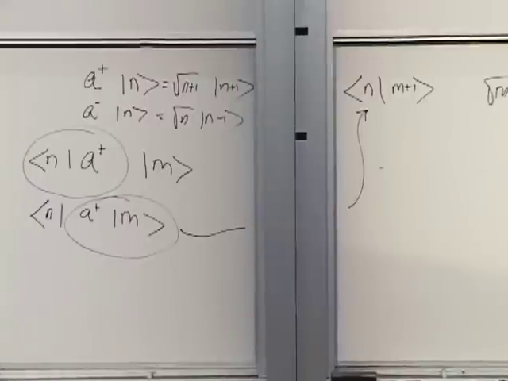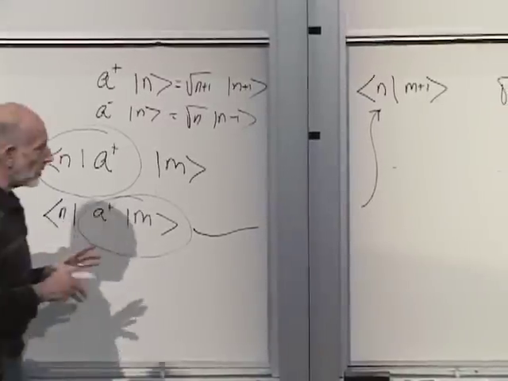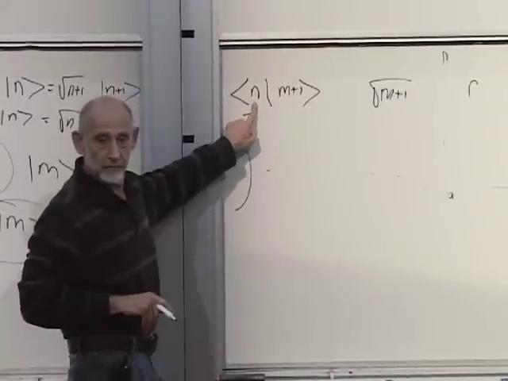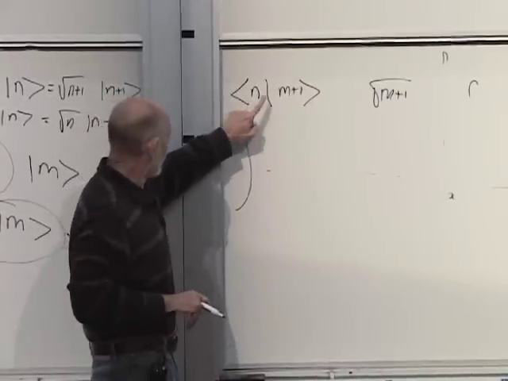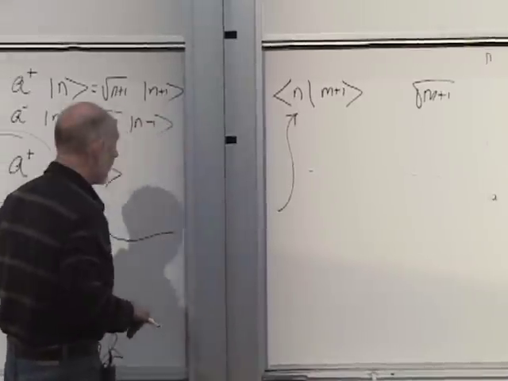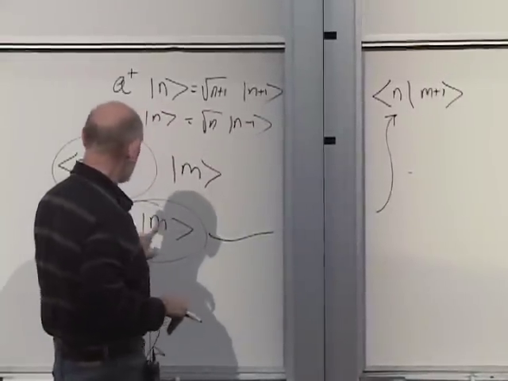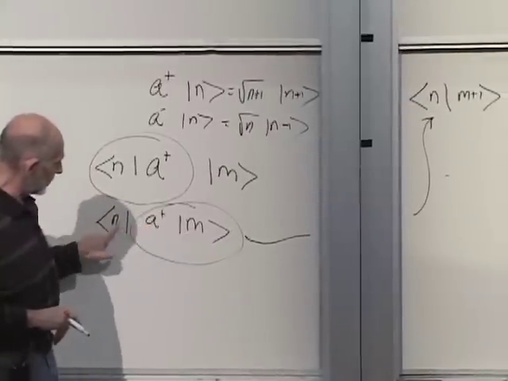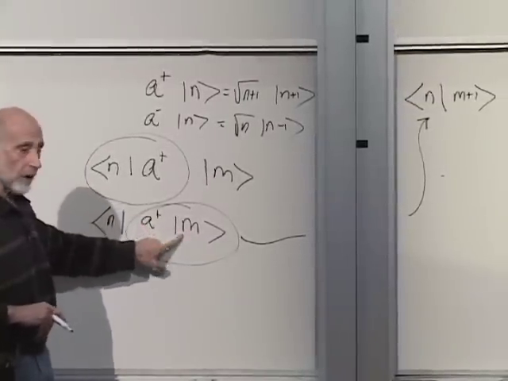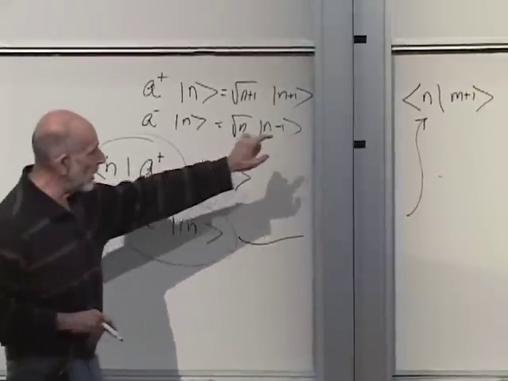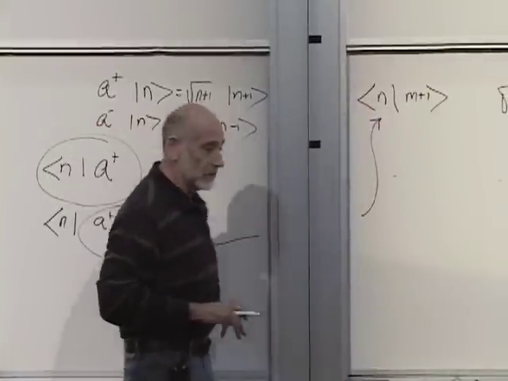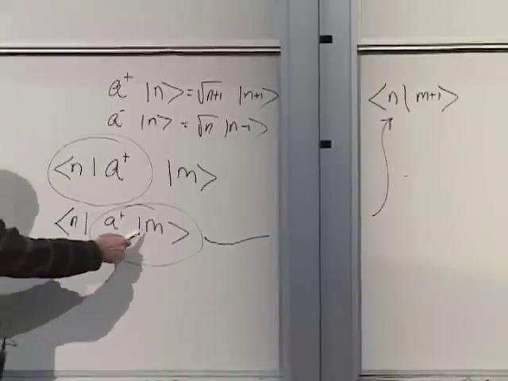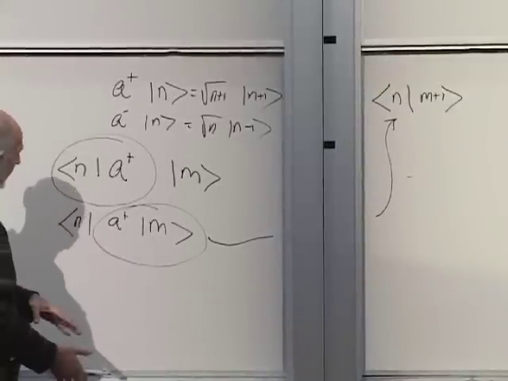But notice, it only gives a non-zero answer if m is 1 unit lower than n. If m is 1 unit lower than n, then A plus comes along, increases m by 1 unit, and then we get a non-zero answer. So the only way to get a non-zero answer is if m is 1 unit lower than n.